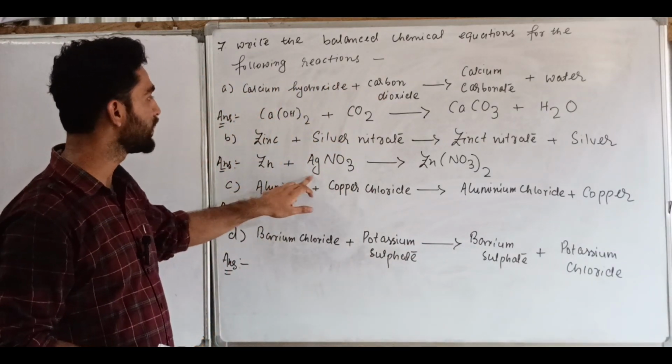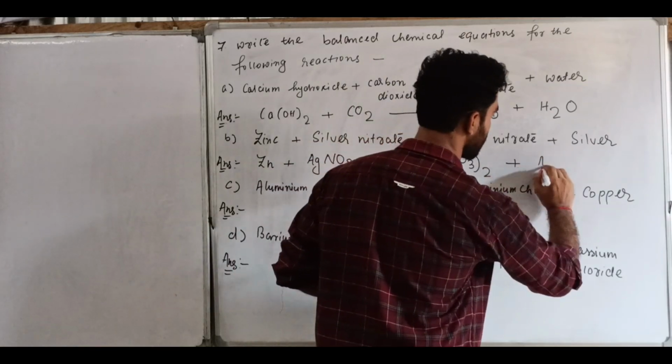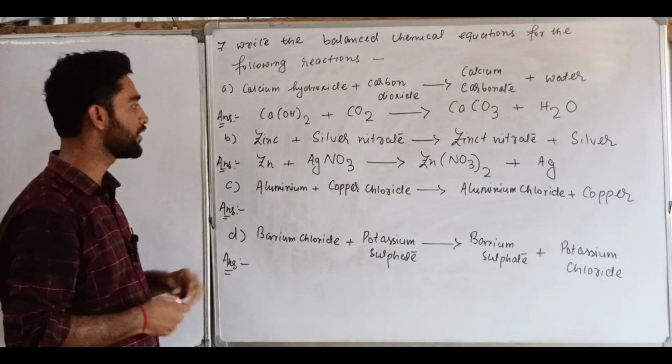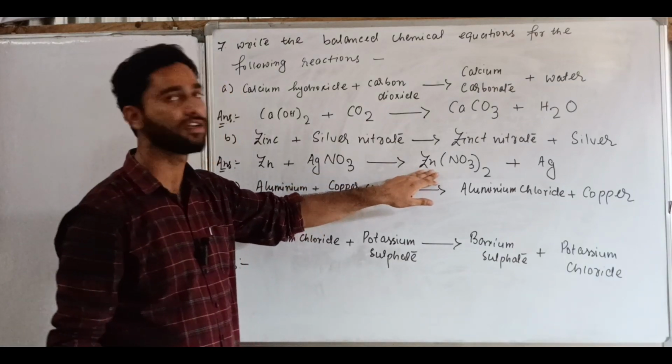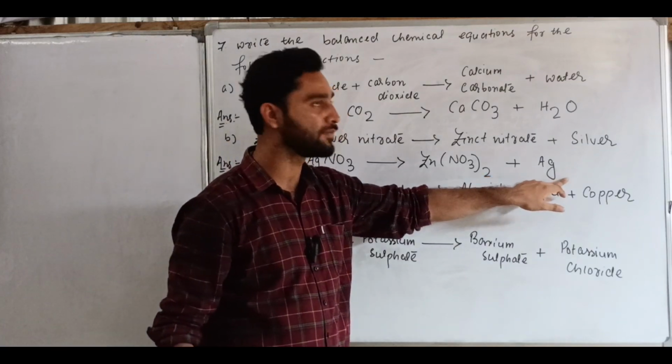So zinc reacts with the silver nitrate. They will form zinc nitrate plus silver. Now try to balance. First try to balance the metal. So see, left hand side zinc 1, right hand side also zinc 1. Left hand side silver 1, right hand side also silver 1.